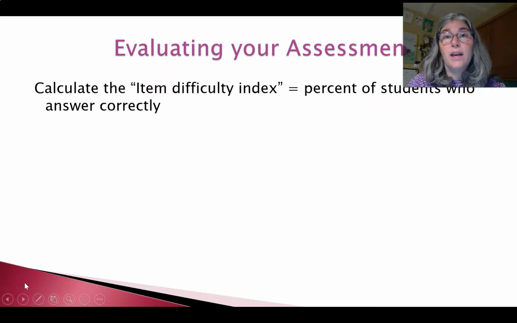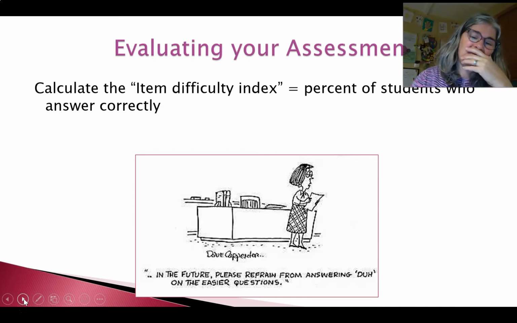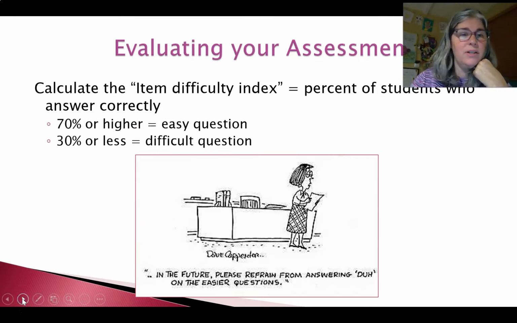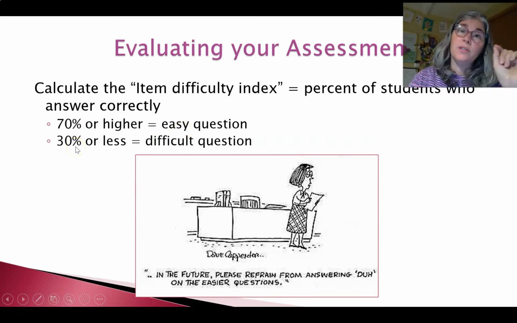All right, with evaluating your assessment, one thing you can do if you really want to take a good look at it is to look at the item difficulty index. I mentioned this when showing you the Blackboard one. This is the percent of students who answer an item correctly. Okay, so I thought that was kind of funny. In the future, please refrain from answering "duh" on the easier questions, because you will have some that are easier than others. Typically, if 70% or higher of the students got the question correct, it is considered to be an easy question. And typically, if 30% or less get it correct, it's considered to be a hard or difficult question.